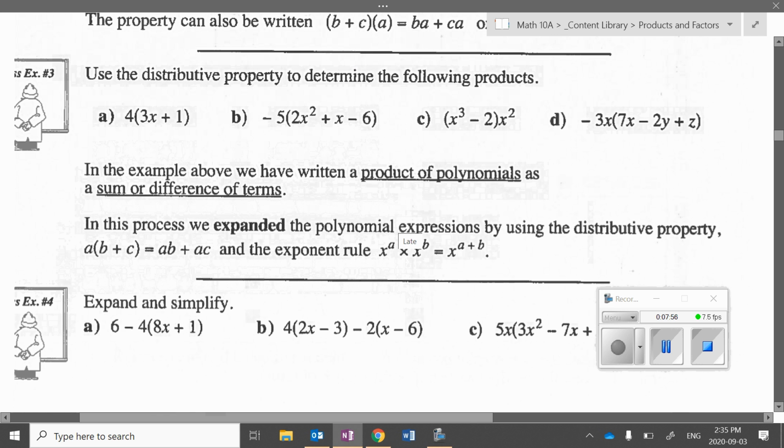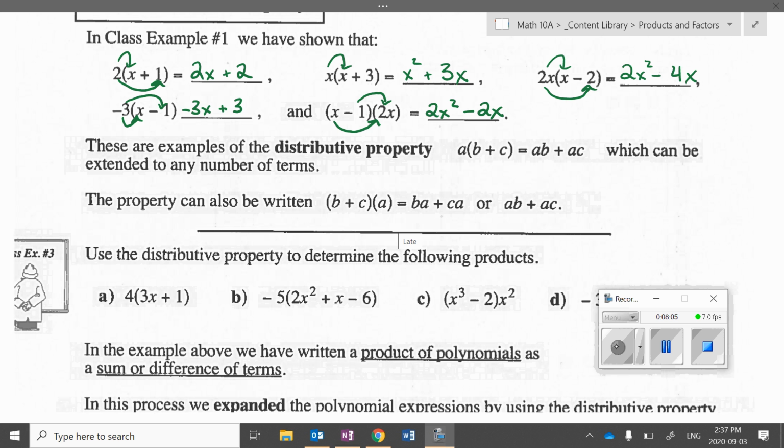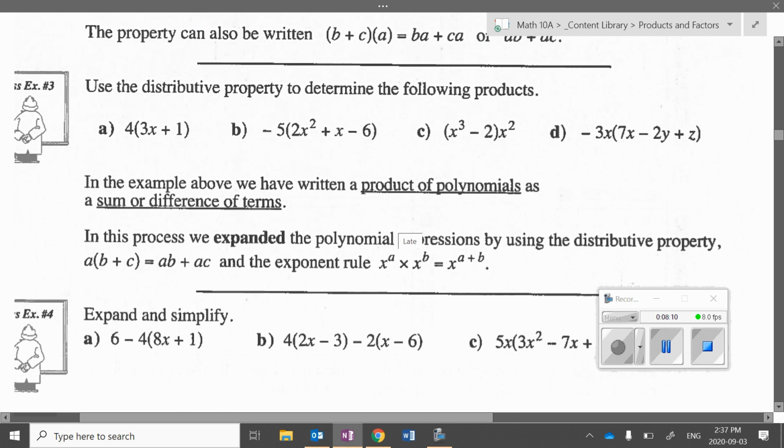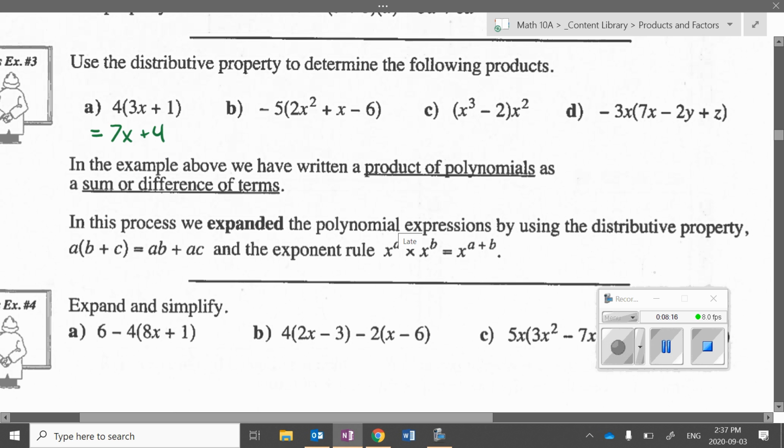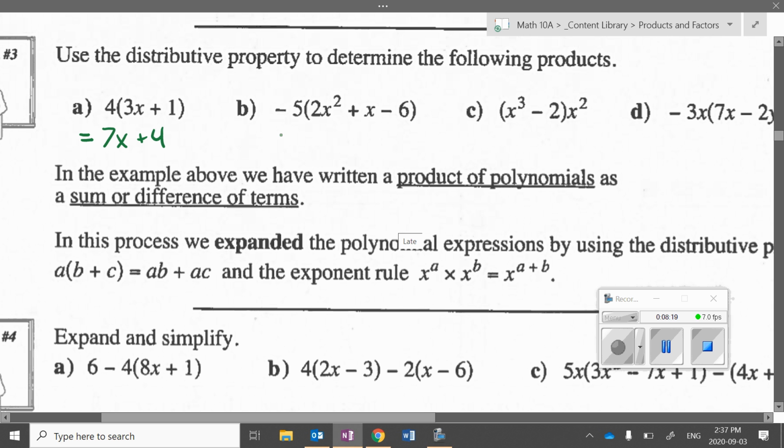Okay, I want you to try answering class example 3 on your own. I'll go over the answers, but try and do the distribution on your own and see if you can do it. Go ahead, share. Sherry. Good, right on. 7x plus 4. Good. Graydon, do you want to share B? Okay, negative 10x squared plus 30 minus 5x plus 30. Good, right on. That one was pretty tricky.